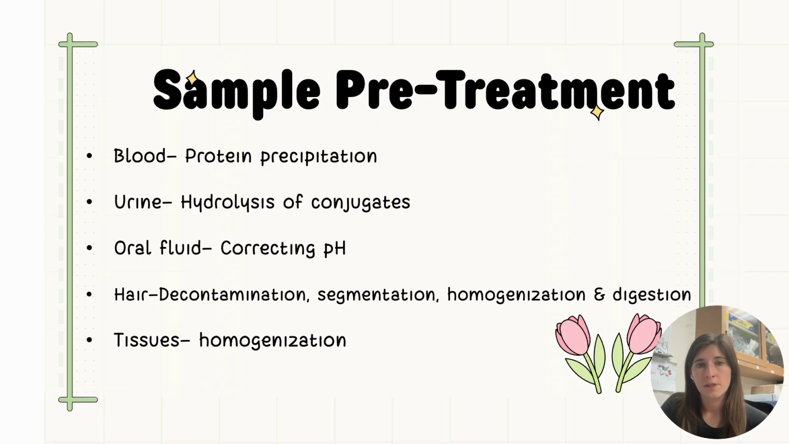Next, we have oral fluid. For this, we are usually going to correct the pH. In order to properly extract oral fluid, you want the pH of the solution to be two full pH units above or below the pKa of the drug of interest to ensure the best possible interaction between the analyte and the sorbent pad of whatever SPE you're using. This is done depending on the type of extraction that will be determined later on. So you'll be able to determine if you want your analytes to be ionized or unionized.